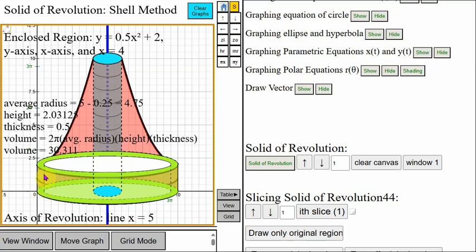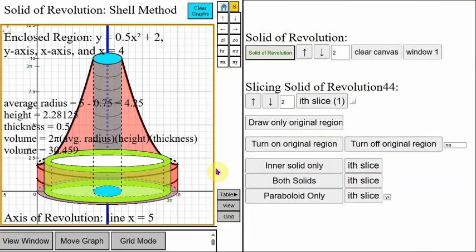To get the height for shell number 1, we would use the value 0.25 and the equation y equal to 0.5x squared plus 2. In the place of x, we would have 0.25. And then that will give us a height of 2.03125. And the thickness for shell number 1 here is 0.5. The volume of a cylindrical shell is 2 pi times the average radius times the height times the thickness. So in this case, we get 30.311.